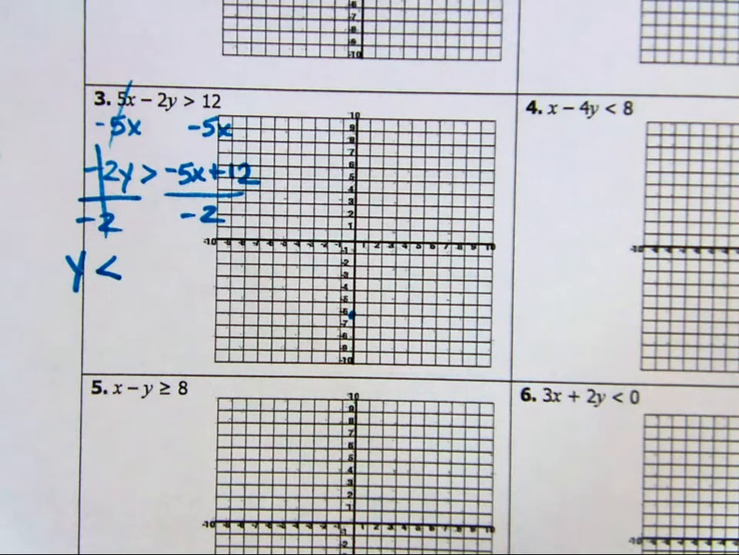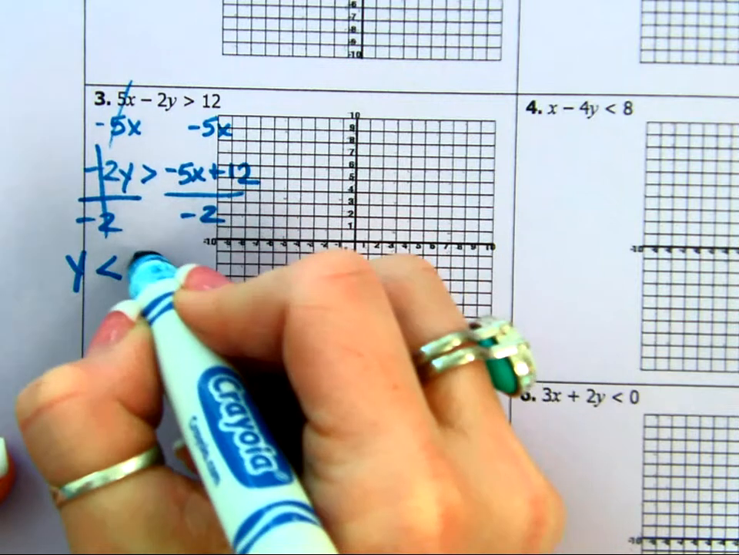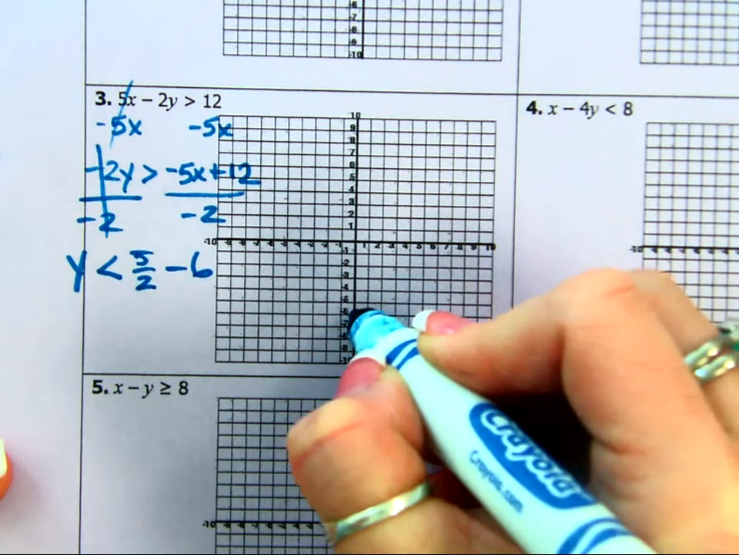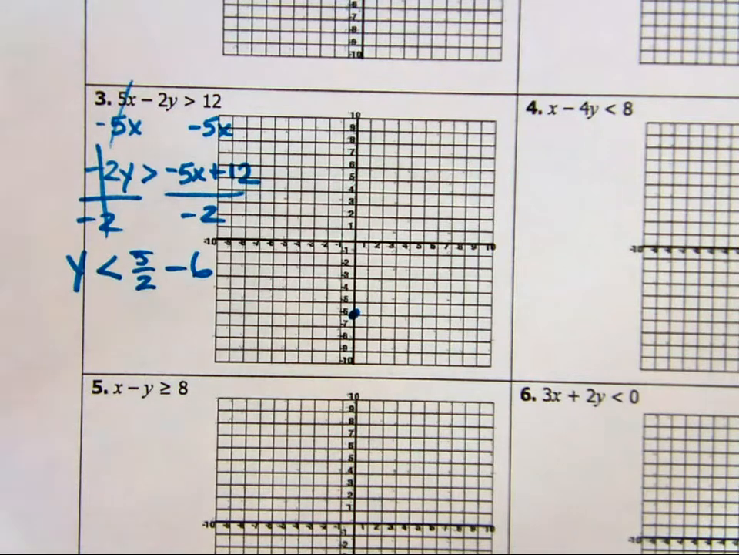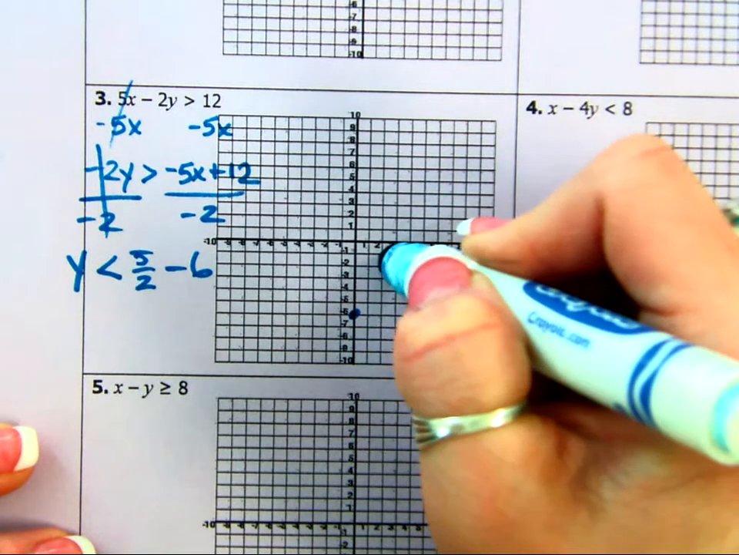So this is actually less than 5 over 2 x and then minus 6. So there's my minus 6, which I knew was there because it was one of the intercepts. And I'm going to go up 5 over 2. I'm going to put a solid line.